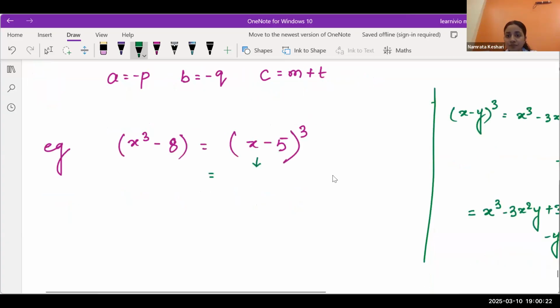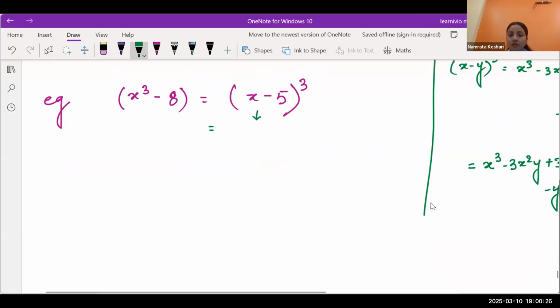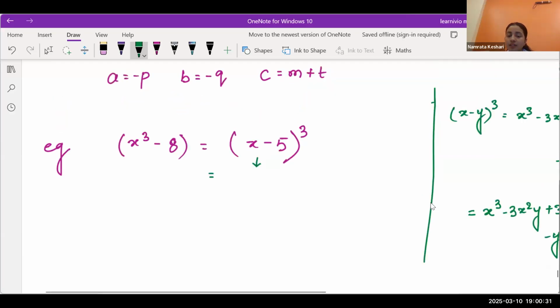And on the basis of that only we find the solution always. So yeah, let's use the identity x cube minus 125, 5 cube. Yes, Rayyan, we can do the first one also, x minus 2 whole cube. Yeah, we can do that, but let's keep it as it is for now.